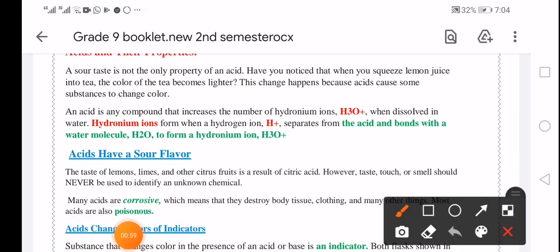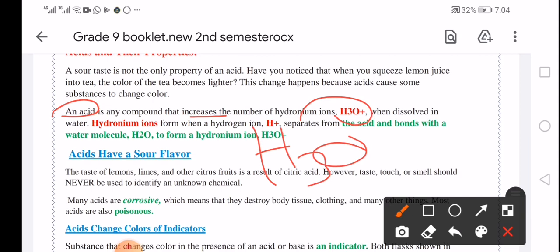So what is meant by an acid? An acid is any compound that increases the number of hydronium ions, which means three hydrogens with a positive charge, like this, when dissolved in water.